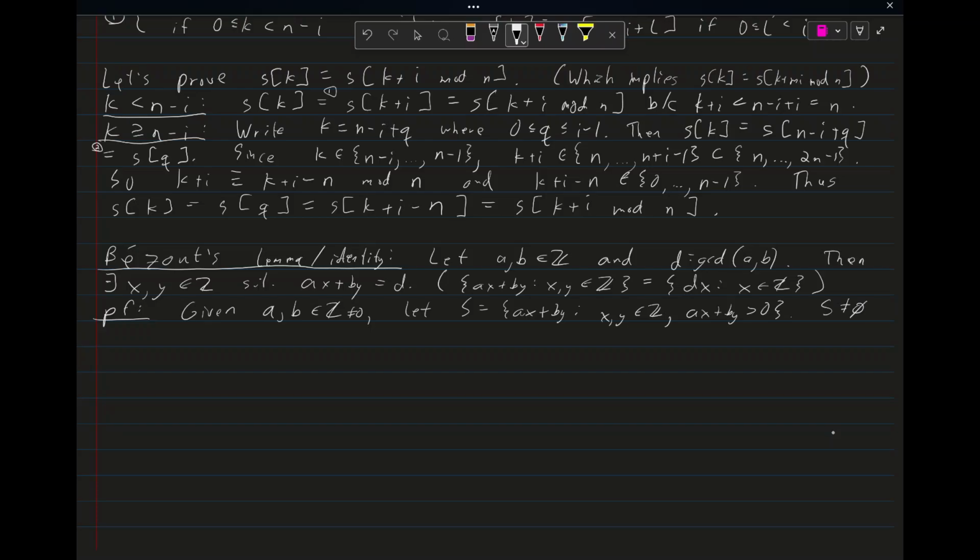S is not empty because either a is in S or minus a is in S. Basically, if a is positive, then you just take x equals 1, y equals 0, and you get a, which is an element of S. And if a is negative, then you take x equals minus 1 and y equals 0, and you get minus a, which is positive in that case, because if a is negative, then minus a is positive. And minus a is going to be in S. Okay.